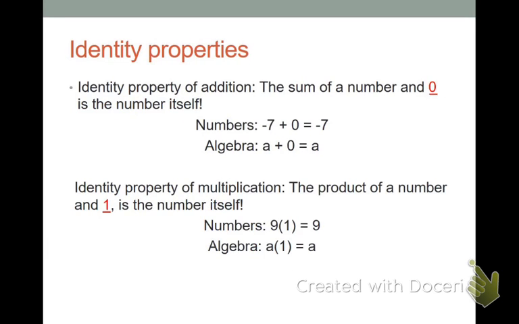Property number 4, the identity properties. The sum of a number and 0.